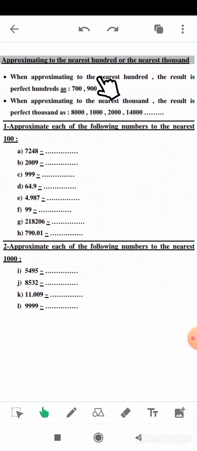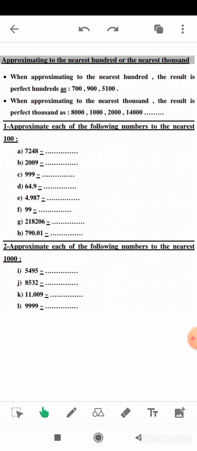Approximating to the nearest hundreds or the nearest thousand. When approximating to the nearest hundreds, the result is perfect hundreds such as 700, 900, 5000 and 100. When approximating to the nearest thousand, the result is perfect thousands, such as 9000, 1000, 2000, 14,000. So how do we solve these problems?